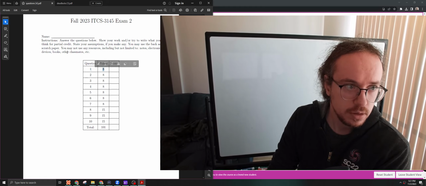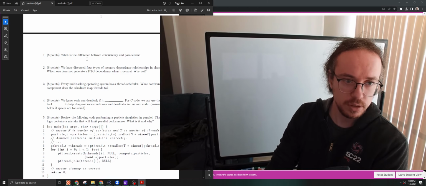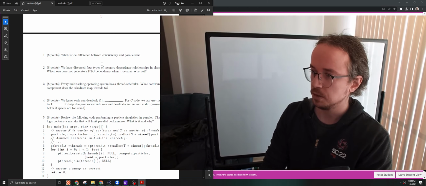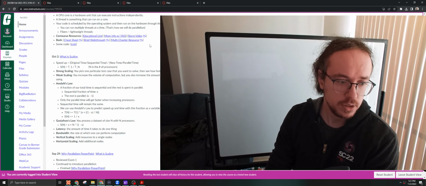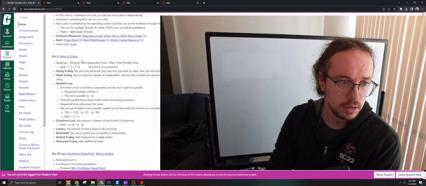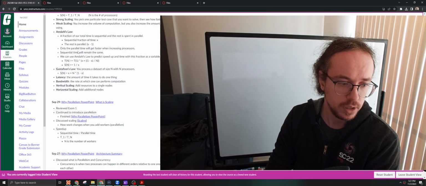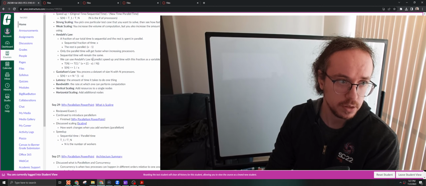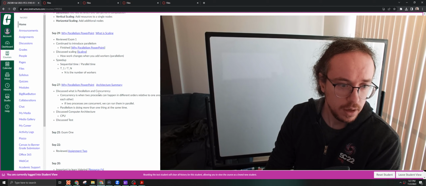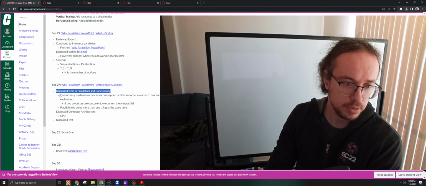So number 1, let's just start there. What is the difference between concurrency and parallelism? You might remember this is really the first thing we talked about in the shared memory section, or one of the first things that we talked about. We discussed what is parallelism and concurrency, and our TA has done a good job of summing this up right here.